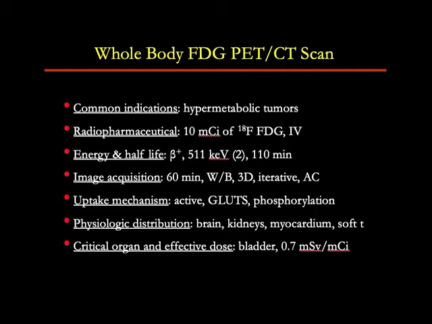CT is typically acquired as a low dose CT with no IV or oral contrast and is used for attenuation correction and anatomical localization. Some centers for certain cancers use contrast enhanced CT as well. F18 is a positron emitter. The positron, after being emitted, travels about 3 to 4 millimeters in the tissues and then undergoes an annihilation reaction with an electron, as a result of which two 511 keV photons are produced and emitted 180 degrees apart.